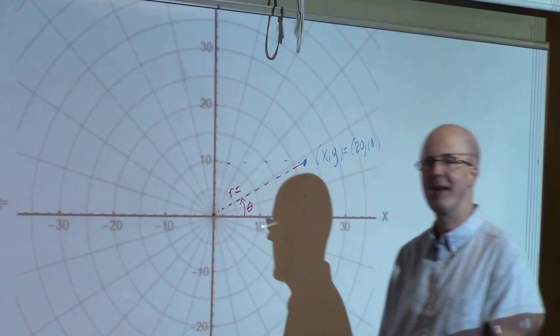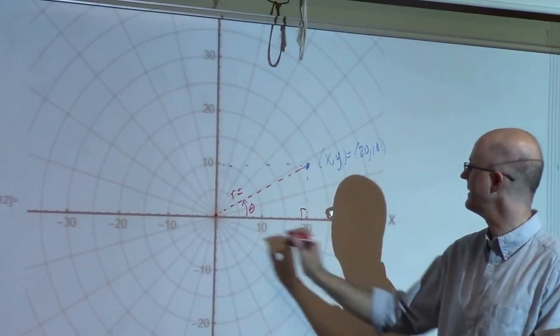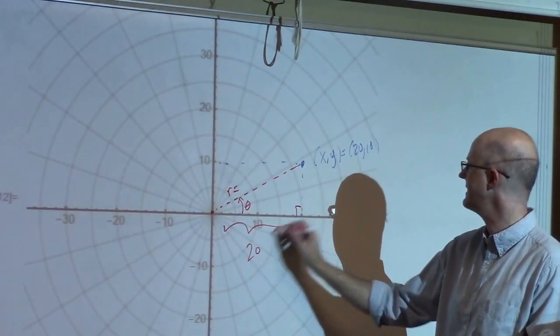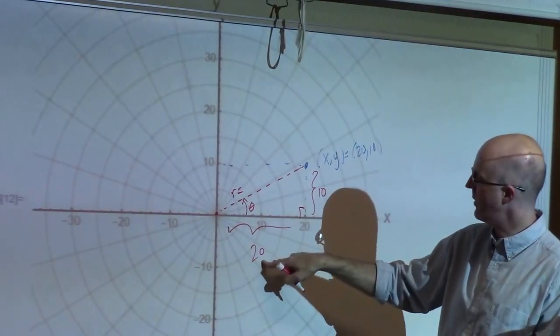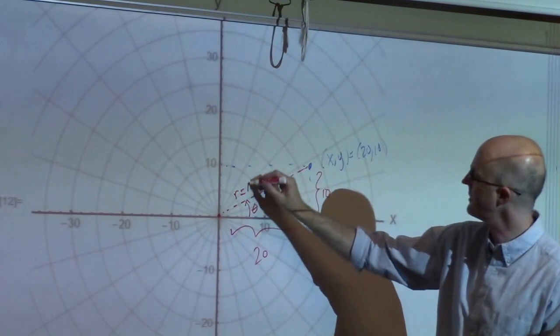r can be found with the Pythagorean theorem. Draw a right triangle in here. This leg is size 20, this is size 10. This is going to be the square root of 20 squared plus 10 squared, which will be the square root of 500.